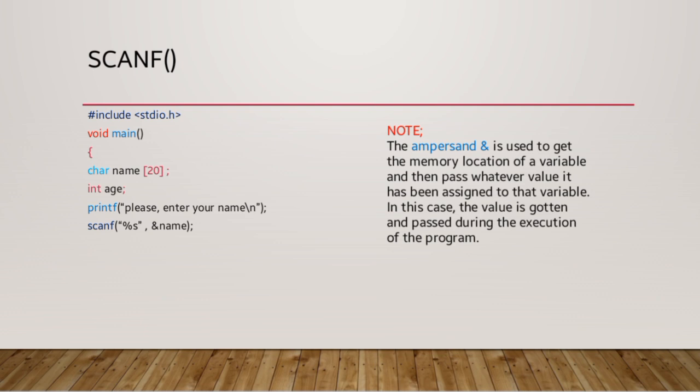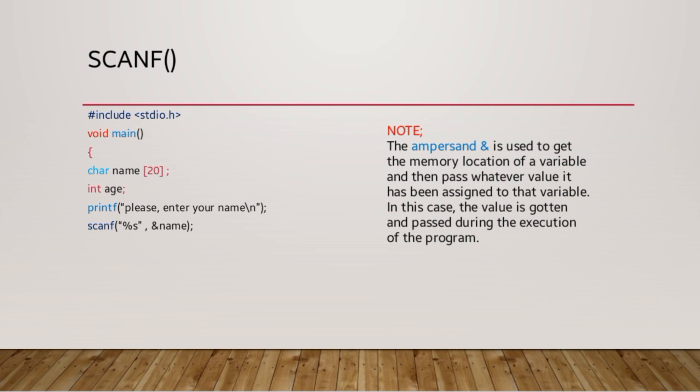So take note of the ampersand sign there. It is used to get the memory location of that variable. Like I told you, a variable is a memory location. So if that variable is stored at index 1, it is going to say, in index 1, go ahead and store this value in index 1. So it is going to get the variable location, and then pass that value that the user is going to type into the program to the name variable.